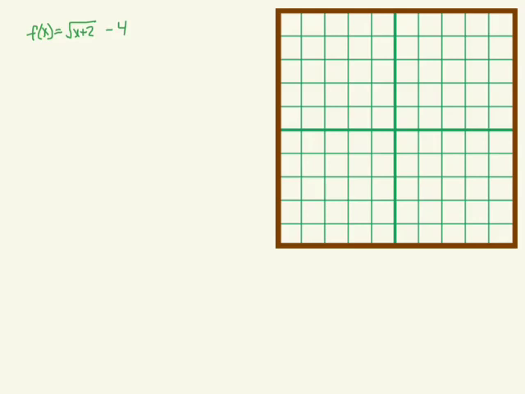Our next graph that we would like to look at is the graph of the square root of x plus 2, minus 4. And we're going to start by looking at our domain again. Our domain will be that x plus 2 is going to have to be greater than or equal to 0, or rather that x is going to have to be greater than or equal to negative 2. There's our domain. From there we're going to look for our range.